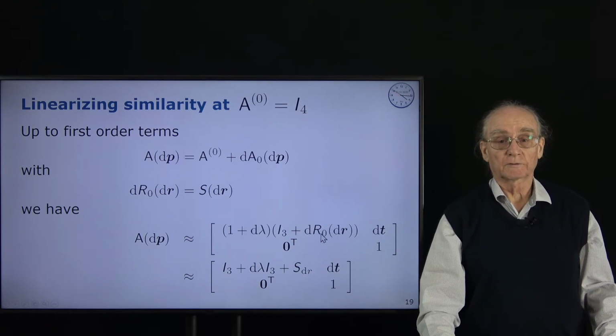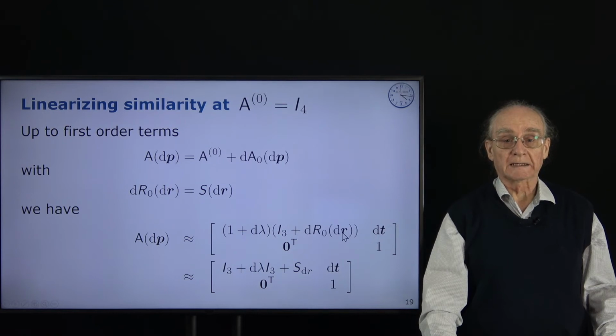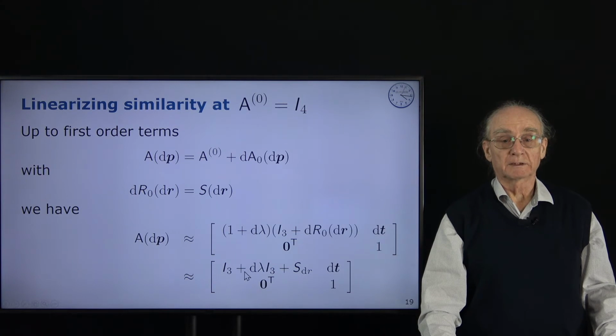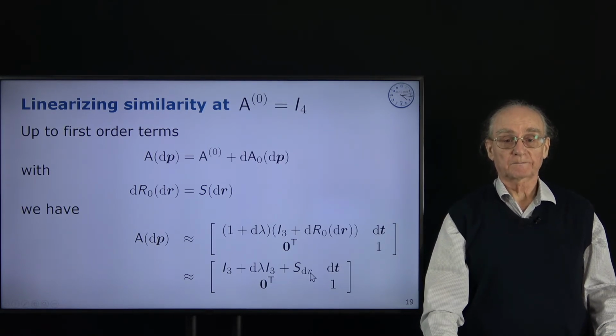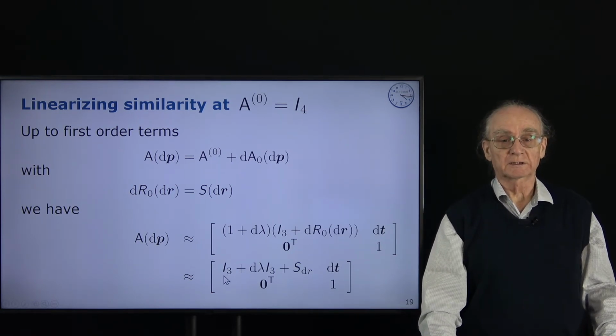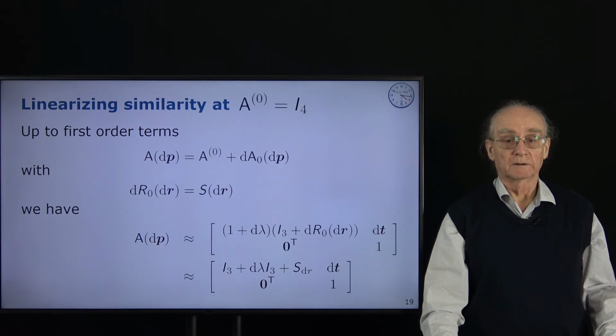Now we take the product of these two and omit terms of second order, so the d lambda and the dr term product cancel, or we don't use them, and we come up with unit matrix plus d lambda times unit matrix plus the skew-symmetric matrix of the rotation vector. And here, of course, we have the dt. So now we observe that we have here the unit matrix and here the 1, so we can easily find out what the dA looks like here just by subtracting the unit matrix I index 4.